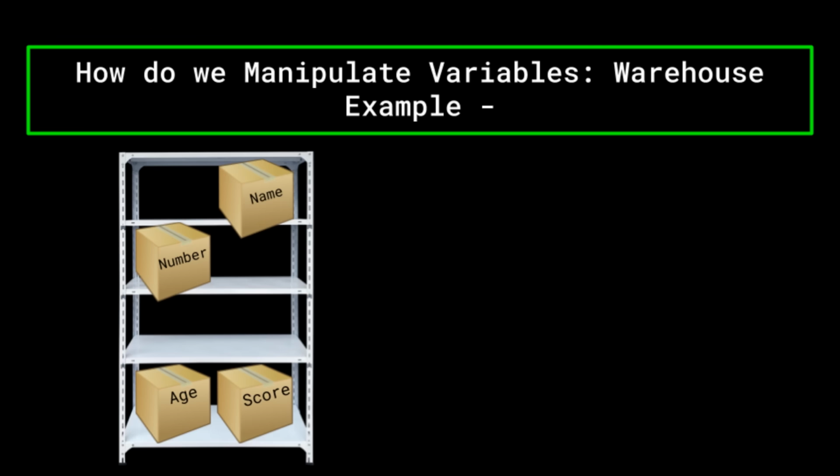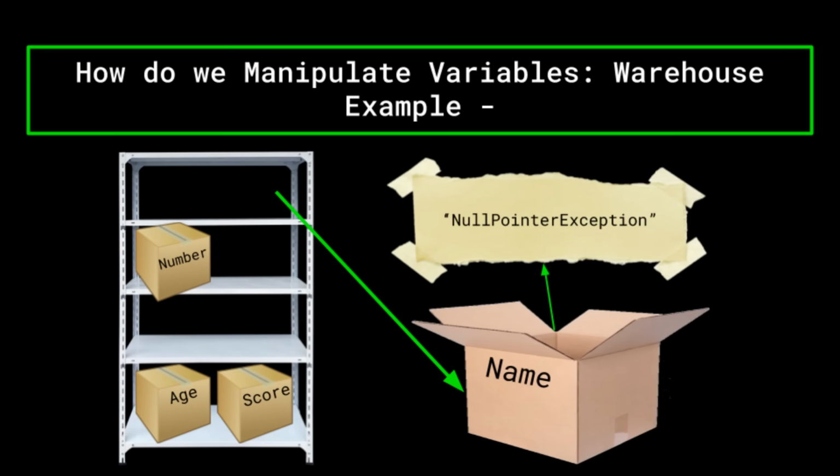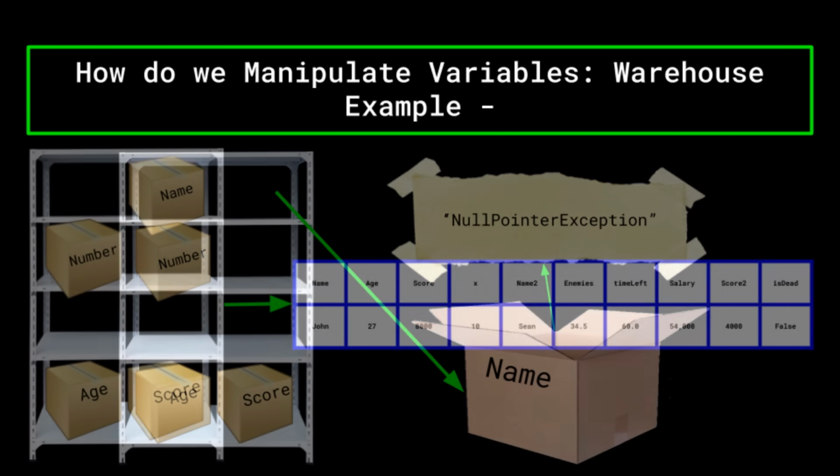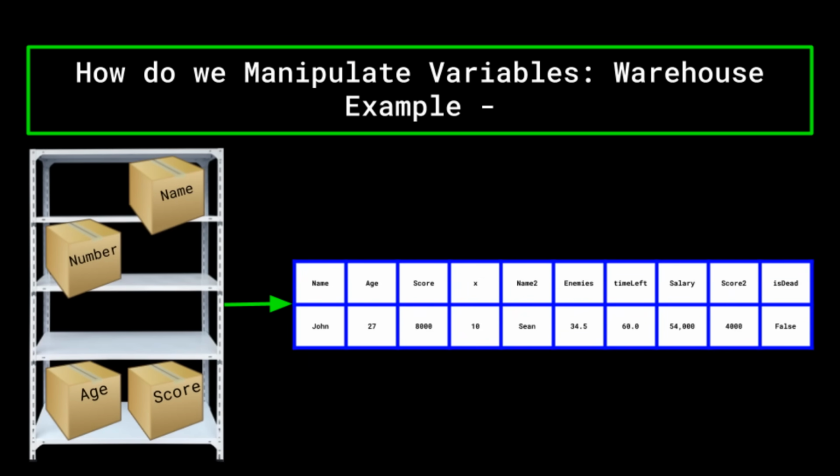Now, anytime you want to know the contents of your name box, you could simply look inside and see that it has the contents null pointer exception. This is what the computer does, except the storage facility is the memory in your computer, the box is a variable, and the contents of the box are whatever the variable is set to be equal to. Anytime you want to know the contents of the name variable, you can simply call it, and the computer will pull the information that is stored in that variable and use it however the user sees fit.